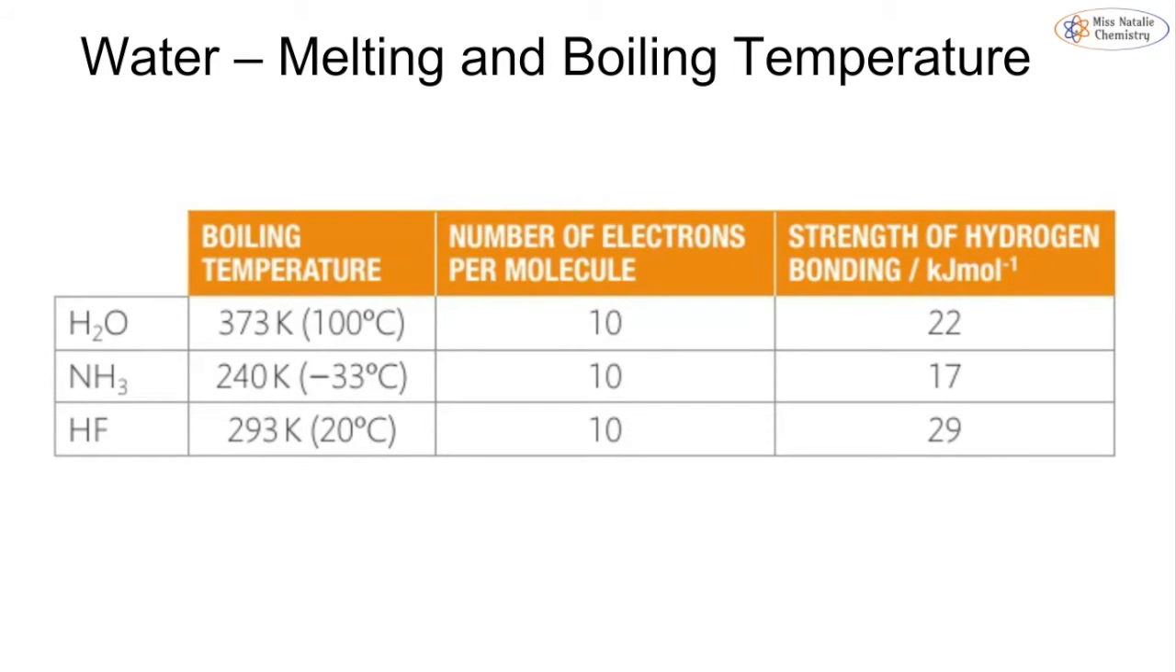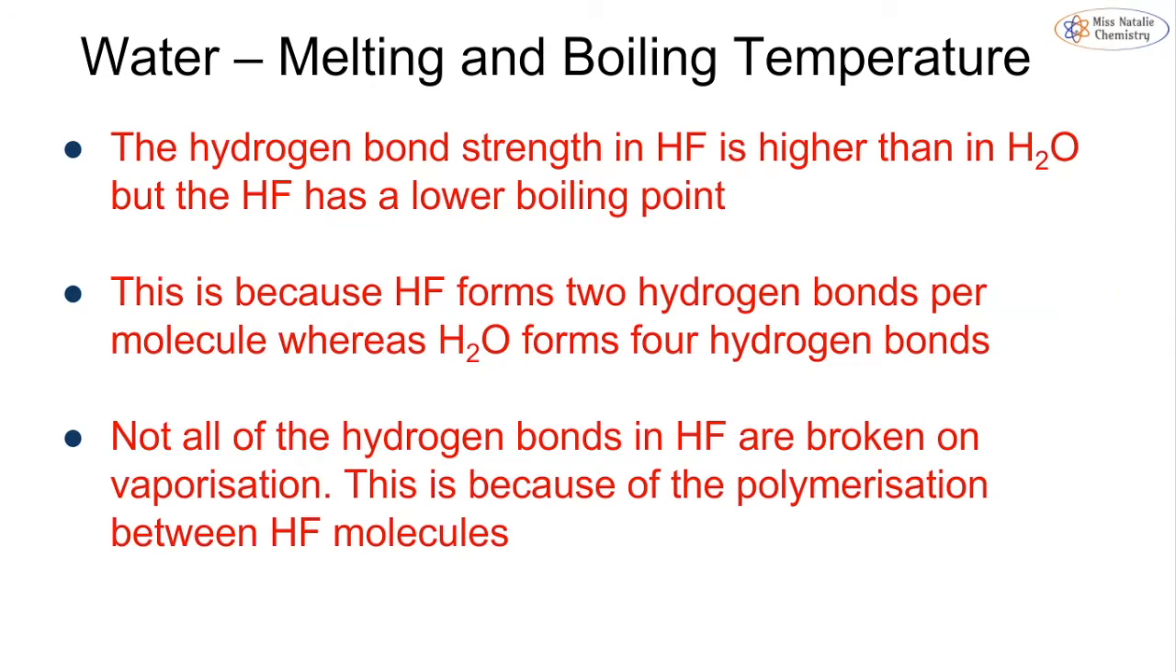Now, all of these have got 10 electrons, so they should be the same, but you can see it's potentially linked to the hydrogen bonding, but they all have hydrogen bonds. And actually, hydrogen fluoride has stronger hydrogen bonds because it's fluorine, which is the most electronegative. So why is water so much higher than hydrogen fluoride?